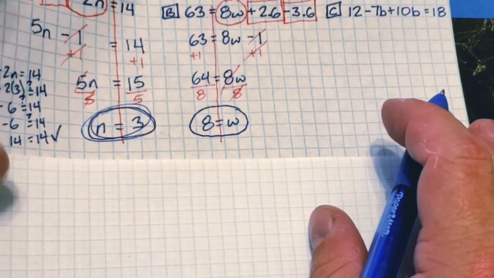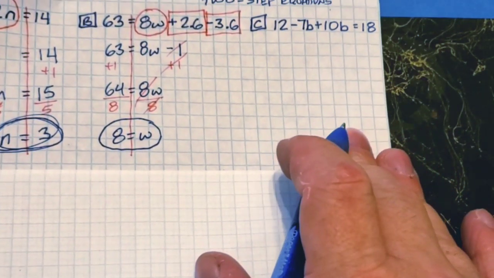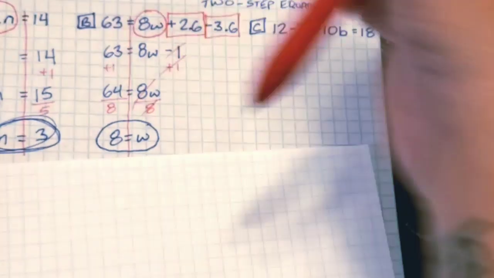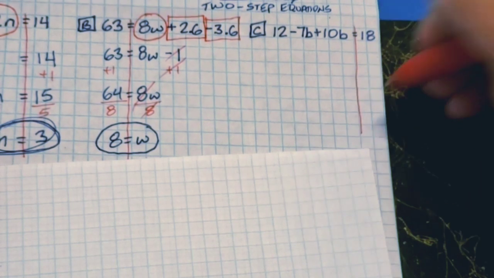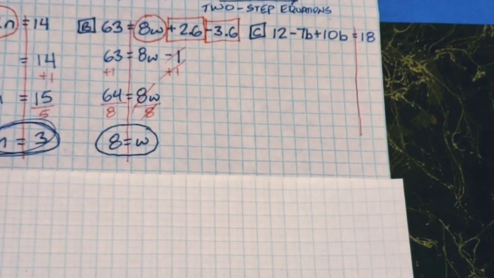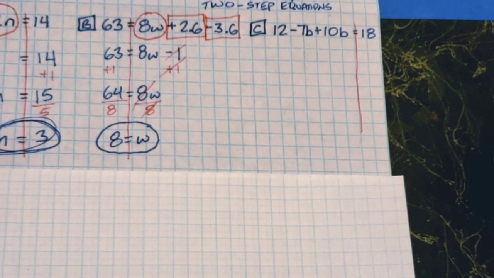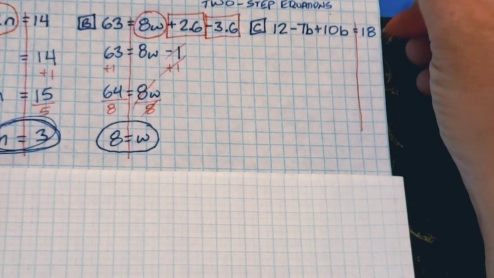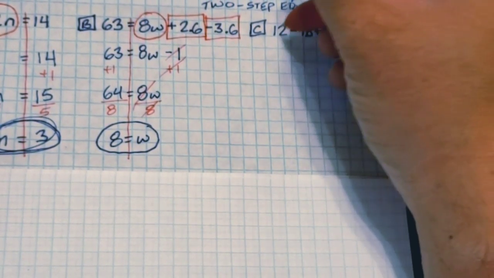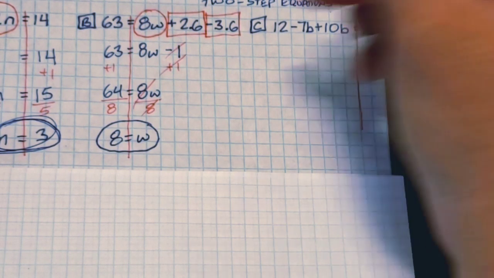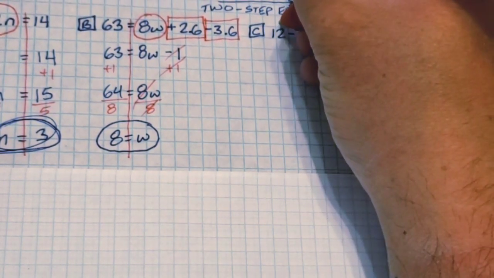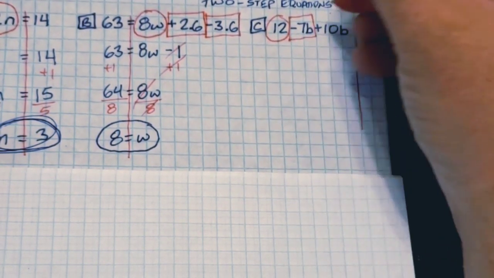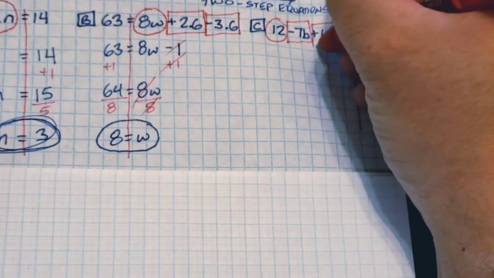Okay. Letter C, 12 minus 7b plus 10b equals 18. All right, find your wall, find your variable. Is there any distributive property? No, there are no parentheses, so there is no distributive property. All right, so like terms. The 18 again is over here by itself. We can't combine it with the 12 because they're on opposite sides. So this 12 is by itself, but we've got a negative 7b, we've got a positive 10b.